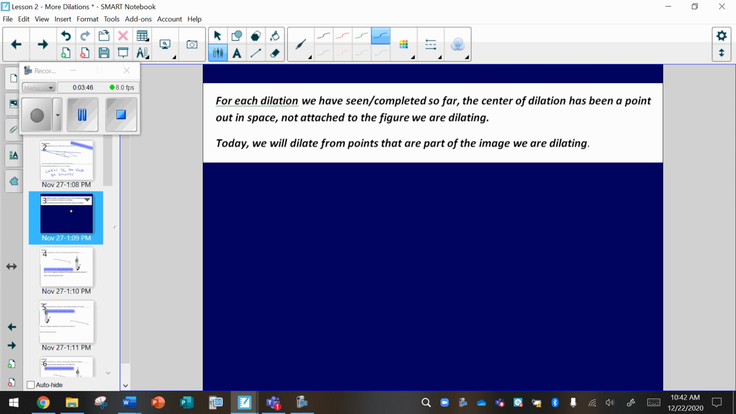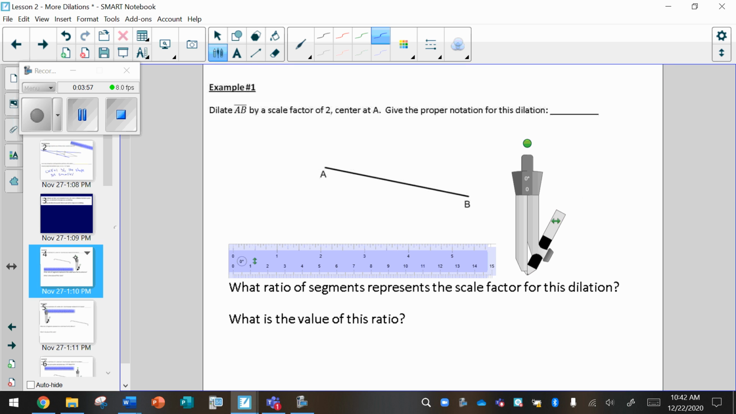So for each dilation that we have done so far, the center of dilation has been a point out in space, not attached to the figure. Today we're going to dilate from points that are part of the image we are dilating. So next thing to draw on your picture is just a line segment, label it AB. Pause the video, draw it, come back. We're going to dilate AB by a scale factor of 2, centered at A.